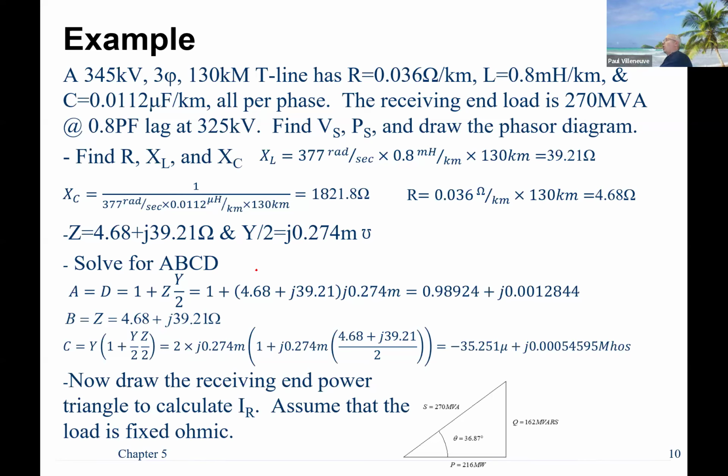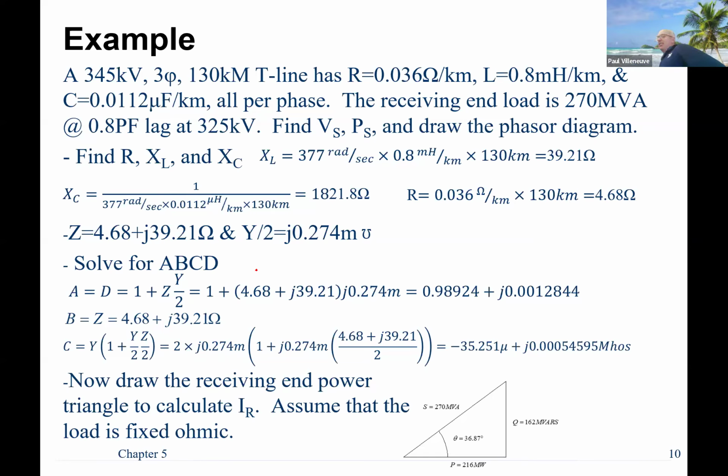Now I'm going to go ahead and solve for the X of C. Okay, so this is the X of C equivalent for that line. And plug that in, 1 over omega C, and I end up with 1820 ohms. My resistance is easy because there's no frequency component. So I just multiply the ohms per unit length times the length, and I end up with 4.68. So my total impedance Z is equal to 4.68 plus j39.